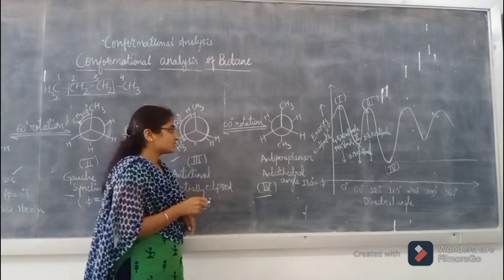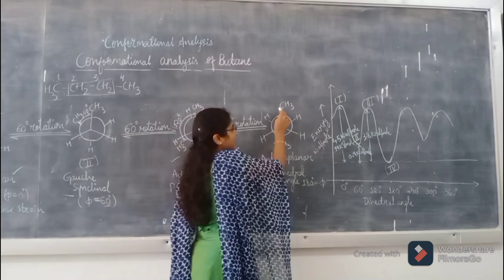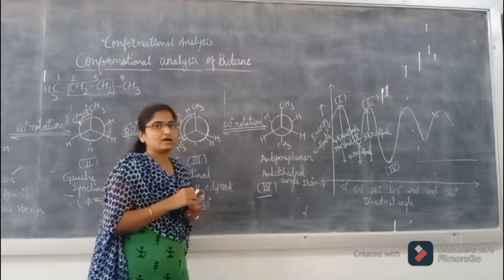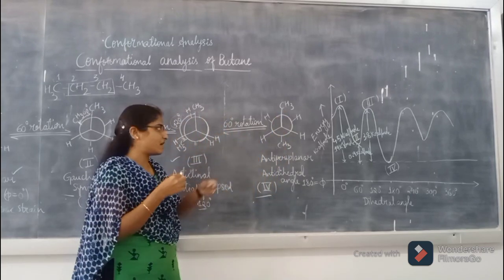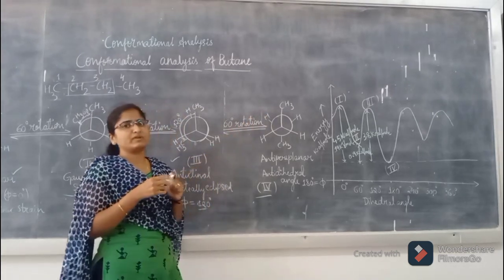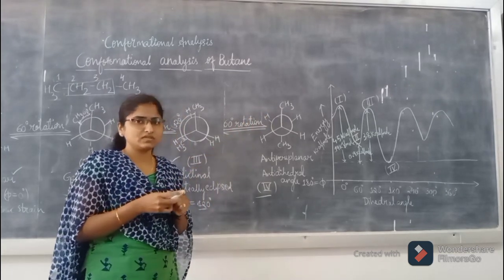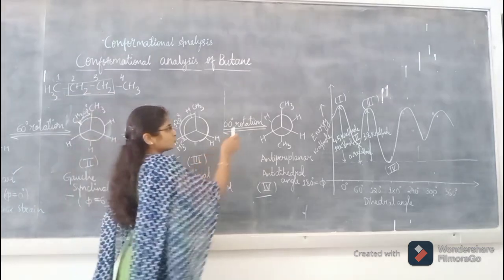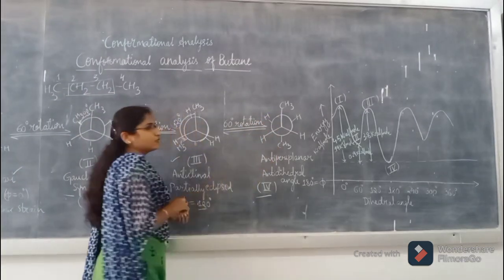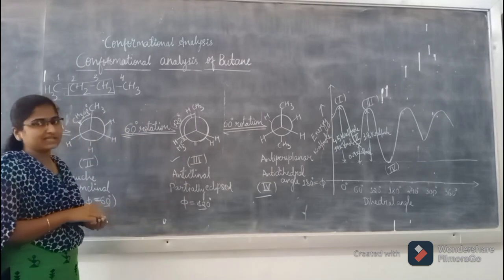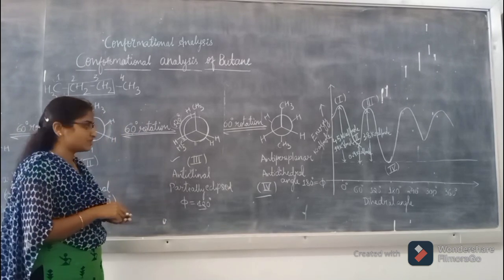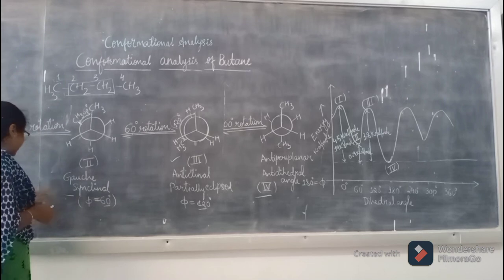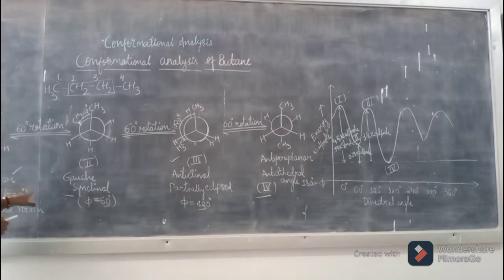Why? Because the two methyl groups are far away from each other when compared to all the conformations. They are far away from each other, so there will be very little steric strain between the two methyl groups. So if you write the stability order between the eclipsed conformations and staggered conformations, you have two staggered conformations and two eclipsed conformations.